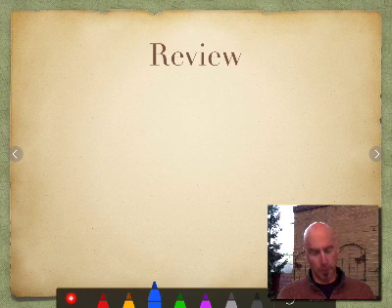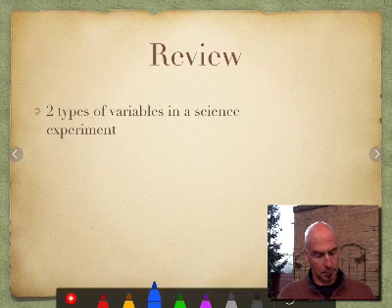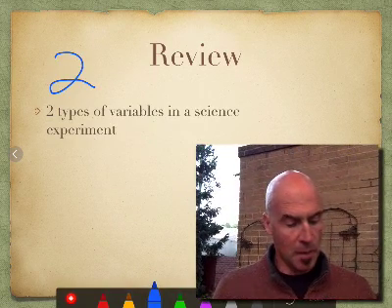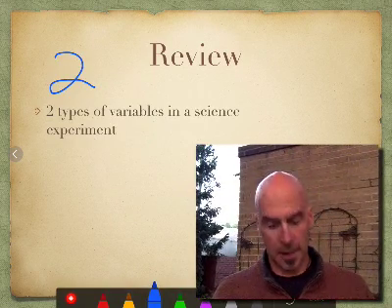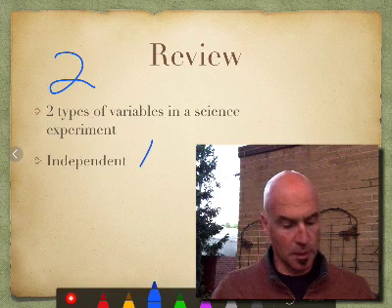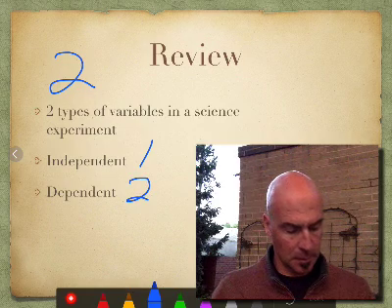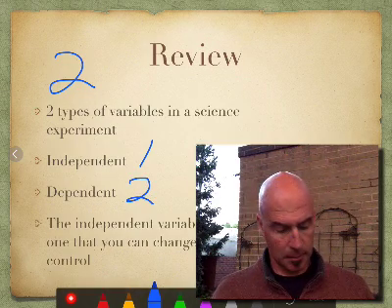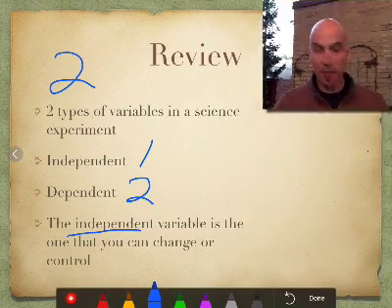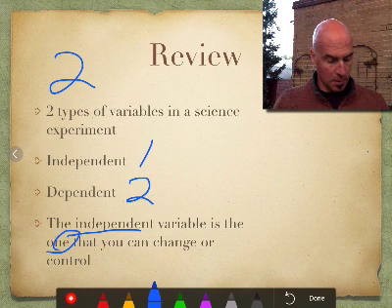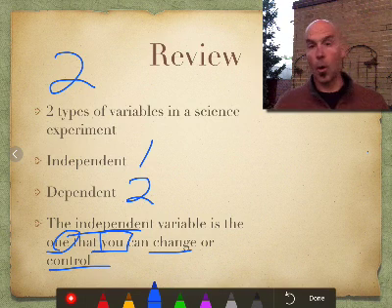All right, so a quick review. There are two types of variables in a science experiment. The first one is the independent, and the second is the dependent. The independent variable is the one that you can change or control.